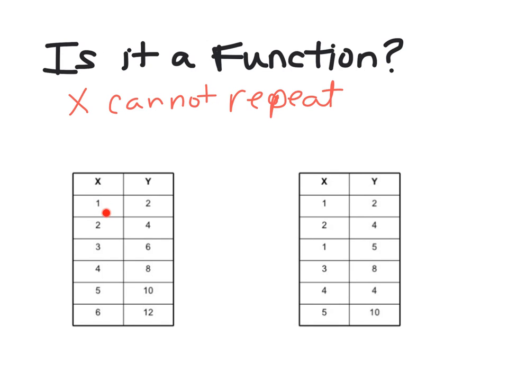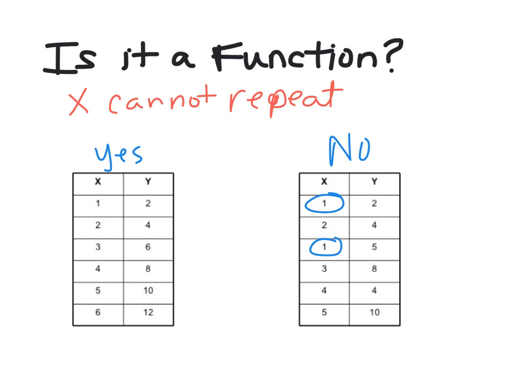So let's look at this table. And we're going to look in the x column and see if we have any x's that repeat. We do not, so we know that this one is a function. Now let's look at the second one and see if any x's repeat over here. I have 1, 2, 1. So right here I can already see that my x's have repeated. So no, that table is not a function.